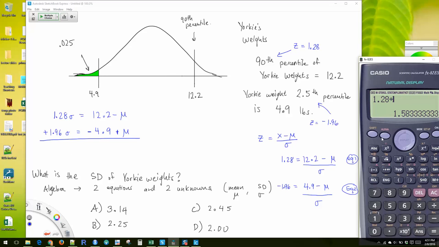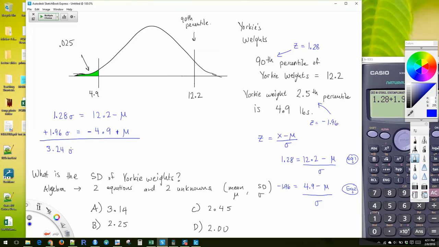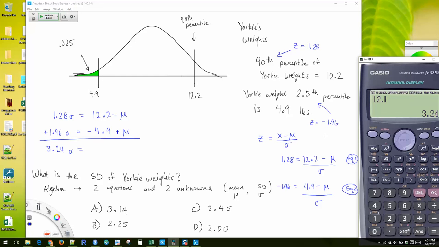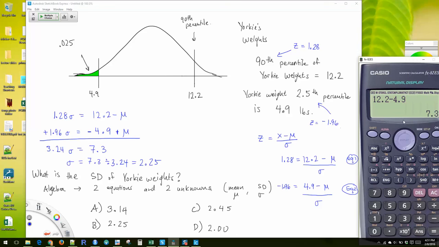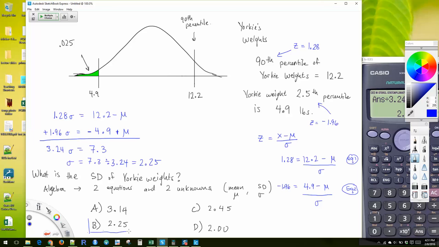So I'll get 1.28 plus 1.96 sigma, which is 3.24 sigma, equal to 12.2 minus 4.9. 12.2 minus 4.9 gives me 7.3, and the two mu's will cancel each other out. So I have 3.24 sigma is equal to 7.3. Solving for sigma, I get 7.3 divided by 3.24, which gives me 2.25, and that is the answer that I want.